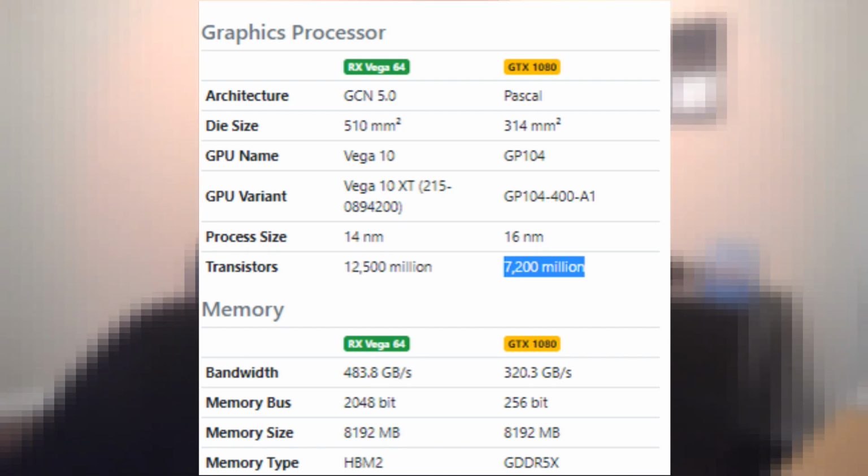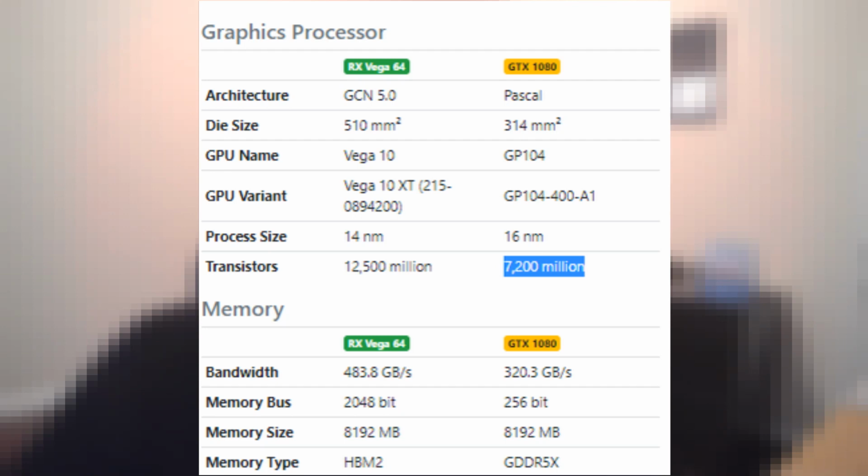So way fewer transistors. Now the transistors are like the cells in our bodies, right? They are the core pieces that do the processing work. They're the building blocks, like the cells in our body. It's the best way to describe them, okay? The GTX 1080 has almost half the size, right?